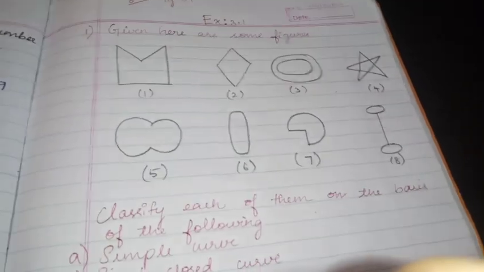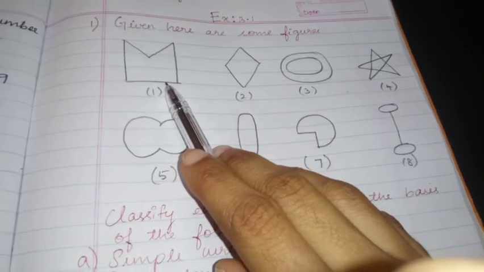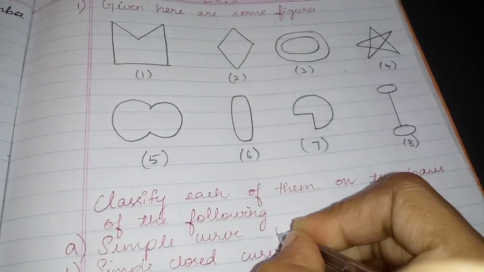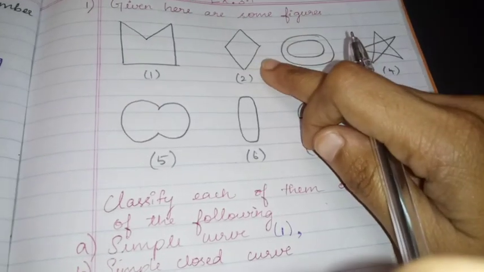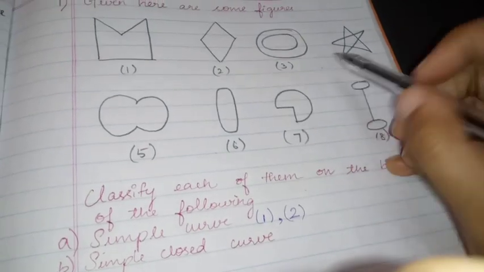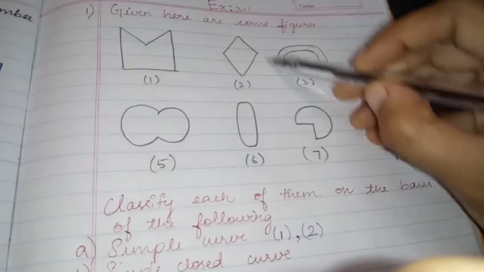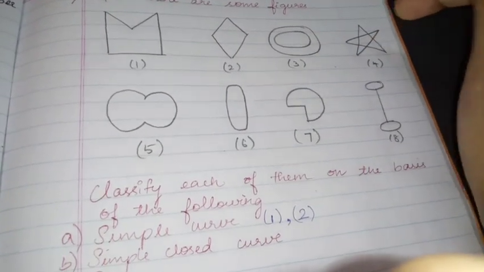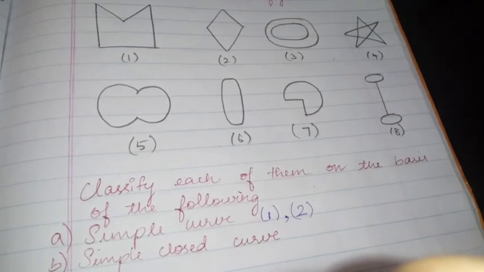So in this, which is your simple curve? Is this a simple curve? Yes, because no intersection is given. So the first figure is a simple curve. Next one, is it a simple curve? Yes. Third curve? No, because two curves are given. One curve is outside and another curve is inside, so it is not a simple curve. Is this one? No, because an intersection is given.